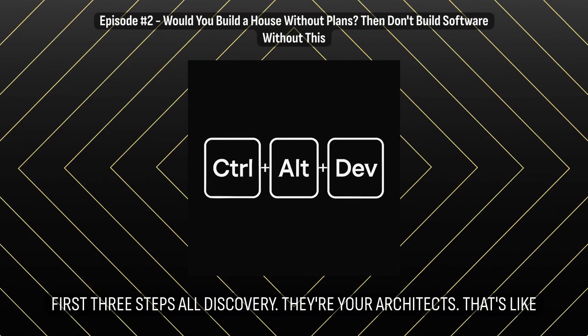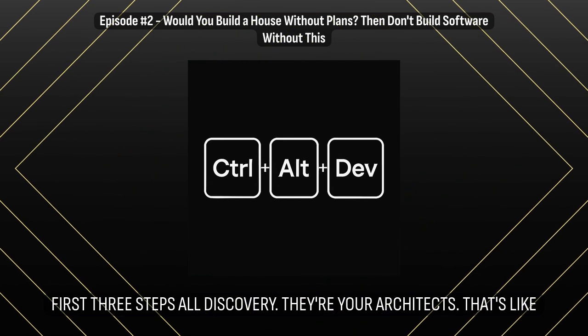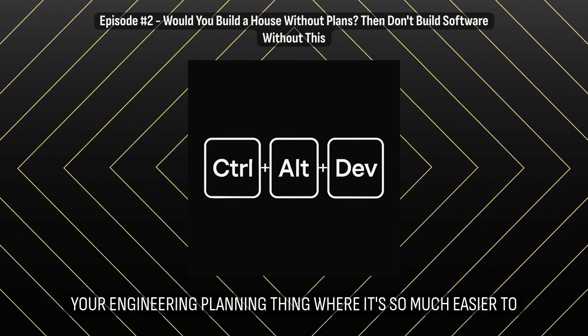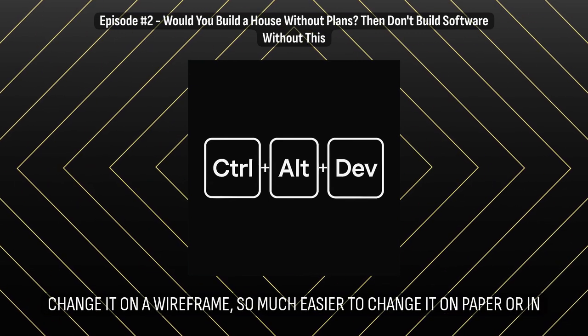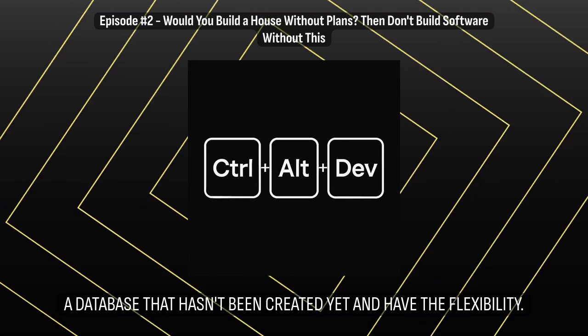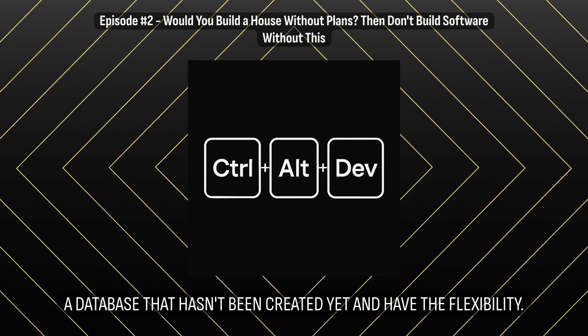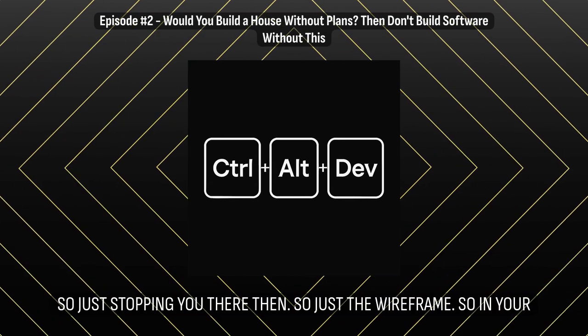The way I explain that to people is, the first 3 steps are all discovery. They're your architects. That's your engineering planning, where it's so much easier to change it on a wireframe, so much easier to change it on paper or in a database that hasn't been created yet, and have the flexibility.